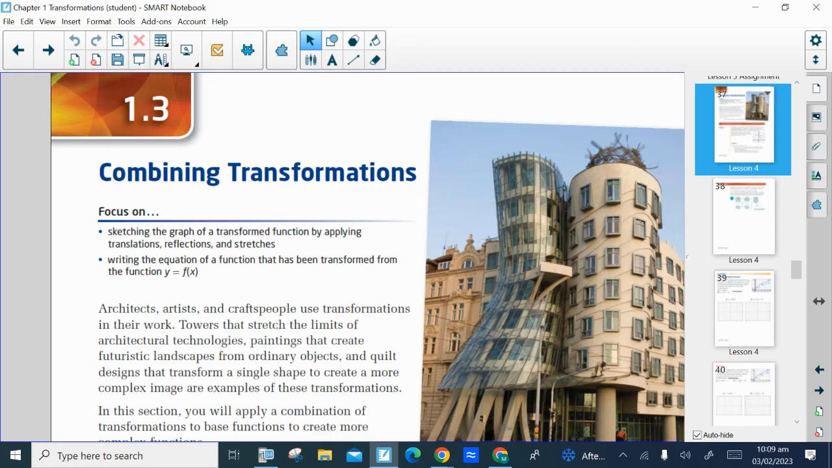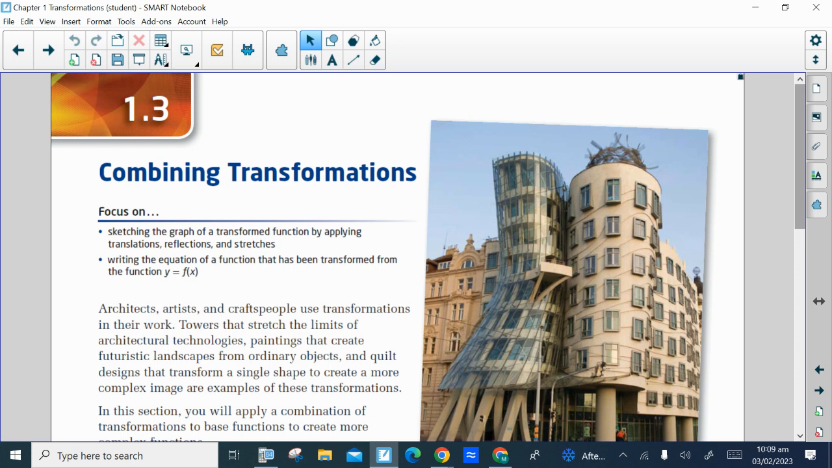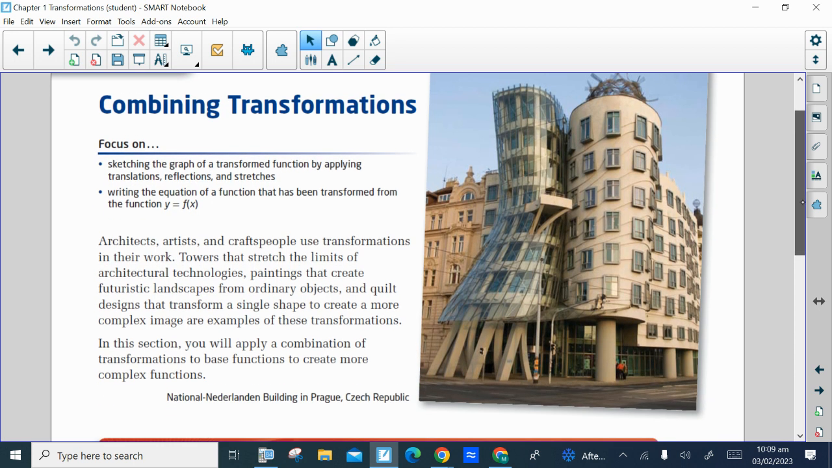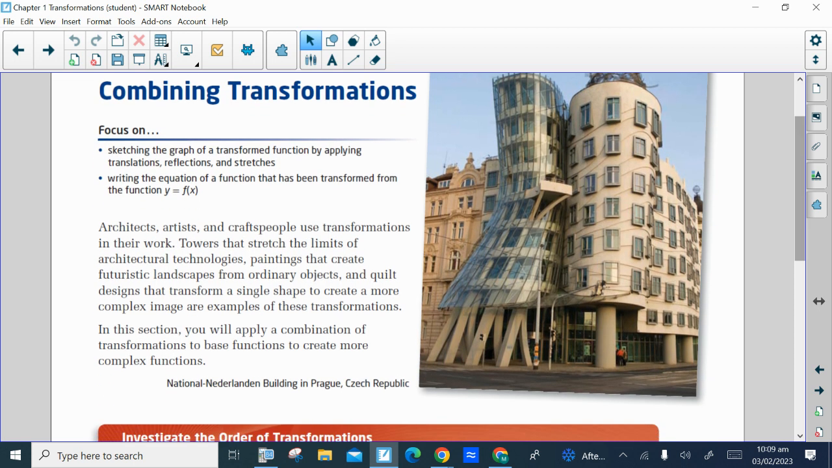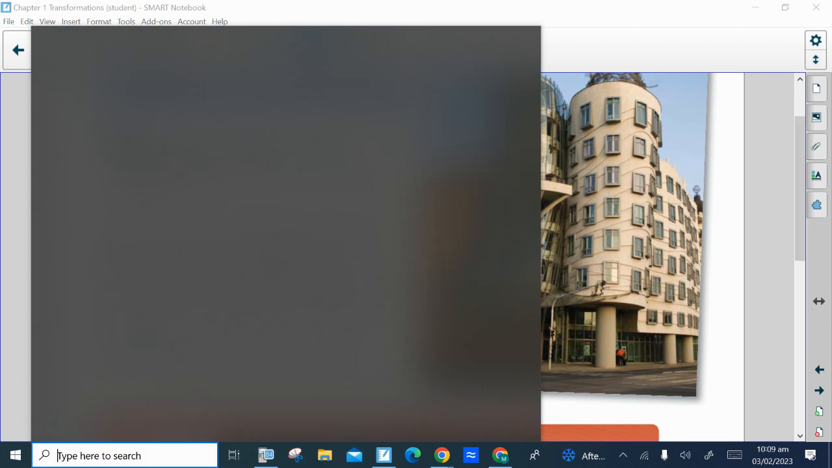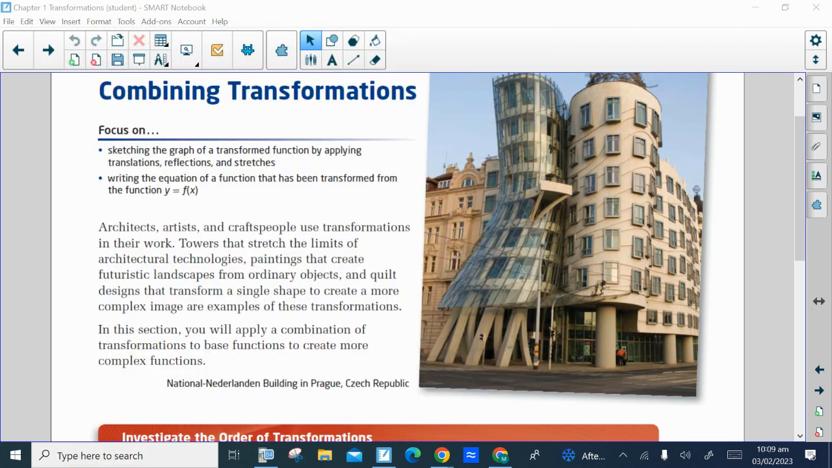Okay, so we're going to put everything together, combine transformations. So we'll look at questions where we're going to have, in some cases, all four parameters changing and what that looks like. So we'll sketch the graph of transformations by applying translations, reflections, and stretches, and then we'll also look at writing the equation of a function that has been transformed from y equals f of x.